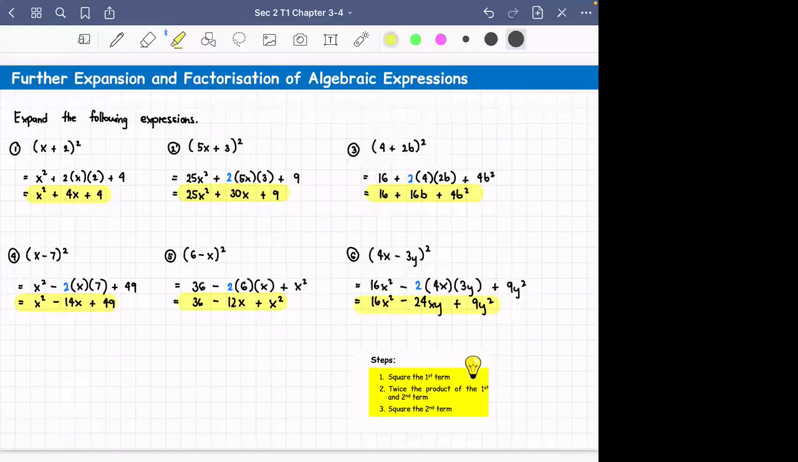Do you have any question, class? This is the first identity. The second one is quite easier than this.